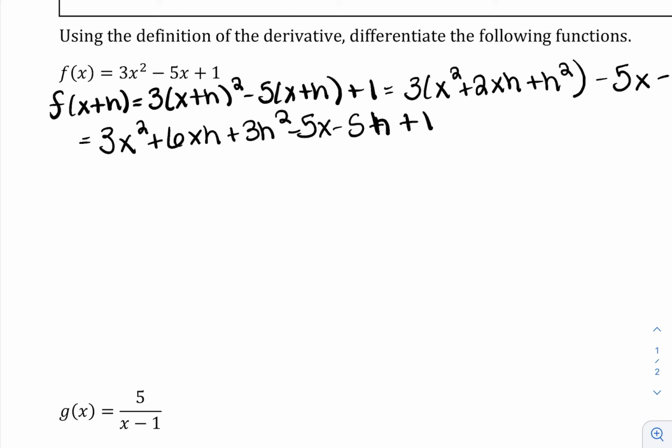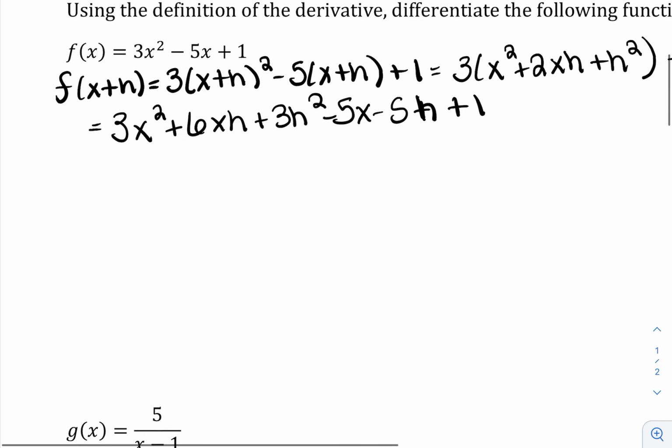The next part I'm going to do is start plugging it into the derivative formula. You must always label your derivative. It is a function. It needs a function name. It's not an expression. It's a function. So the limit always goes in the front.